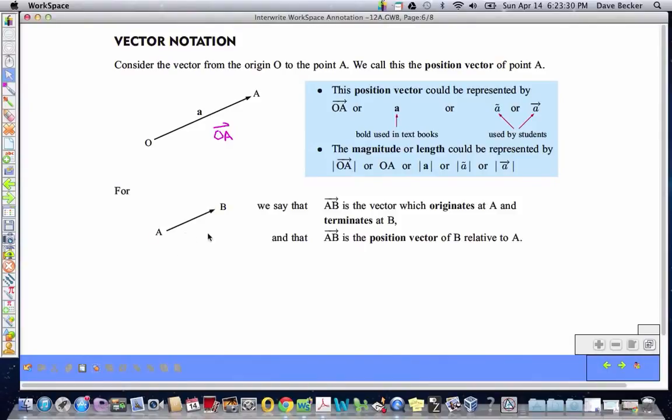Say we have vector AB. We say that AB is the vector which originates from A and terminates at B. And vector AB is the position vector of point B relative to A. In other words, it's the location of B as related to A. To get from A to B, it's the same sort of thought process. It's the position of B as compared to where A is.